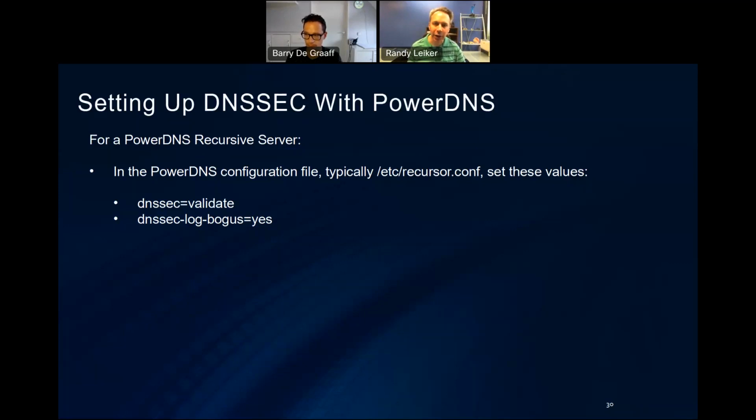The dnssec-log-bogus setting is also recommended, as what it does is it turns on logging in PowerDNS to track any domain names that fail DNSSEC validation, typically to the system messages log. This can be really helpful for troubleshooting if you need to easily spot the domain names of other domains basically that are failing DNSSEC.